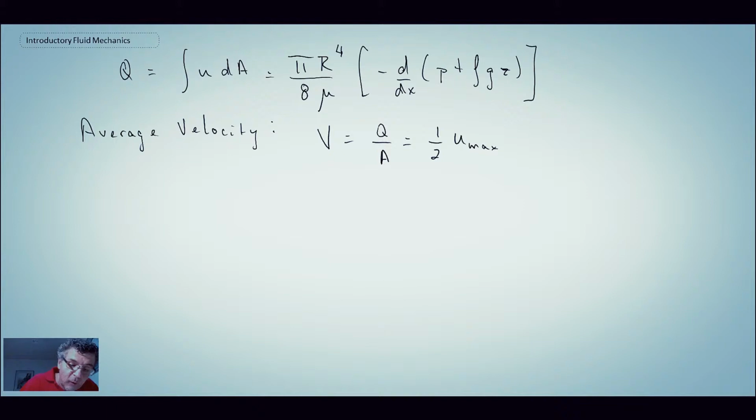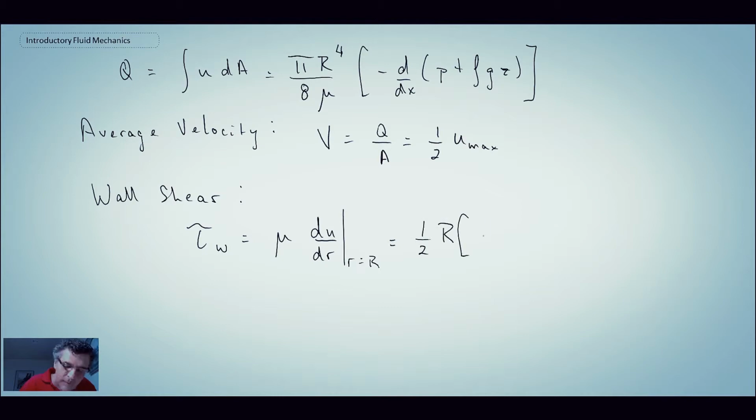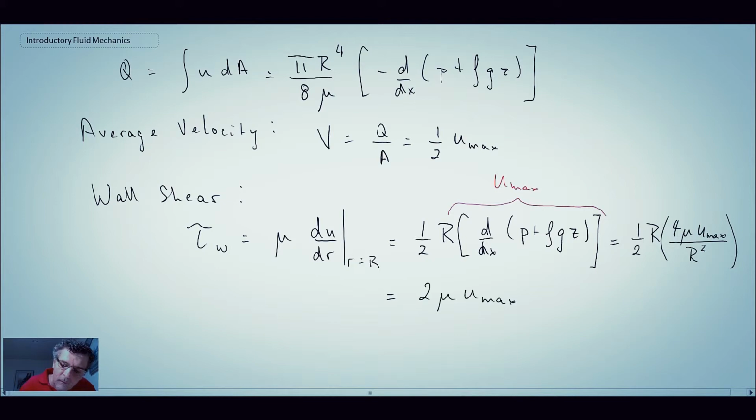Other things we can write out: wall shear. And the reason why we're interested in wall shear is because tau was the thing that enables us to determine the friction factor. And so let's take a look at that and see where we can go with it. Now what I'm going to do, the term in here, I'm going to go back to the U max, and we're going to make a substitution from the U max expression. So that gives us an expression for tau on the wall.